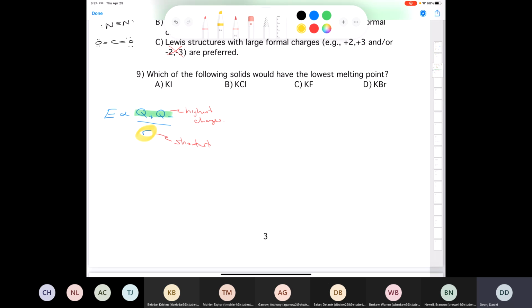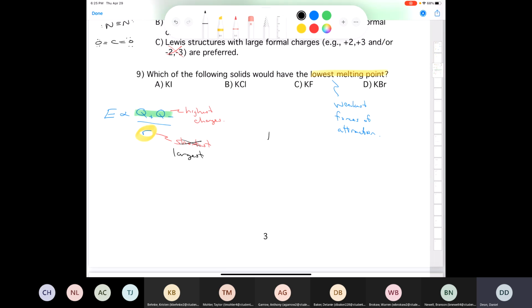Oh, sorry, it says the lowest melting point. I was thinking the highest melting point. So we're looking for whichever one has the weakest forces of attraction between the cation and the anion. So we are looking not for the shortest distance, but for the largest. Sorry, my mistake, I didn't read the question properly. We're looking for the biggest radius.